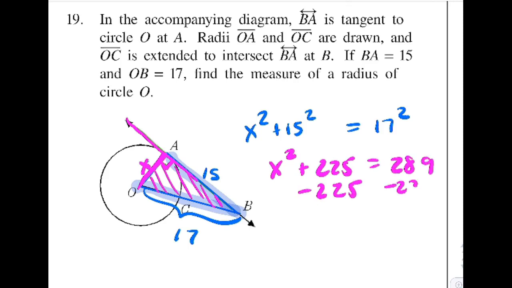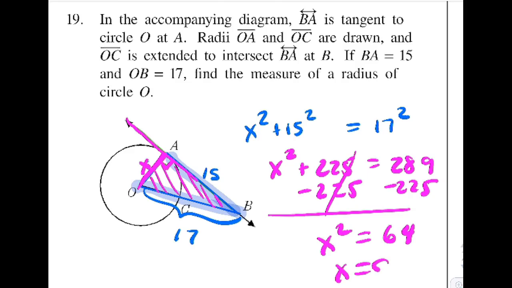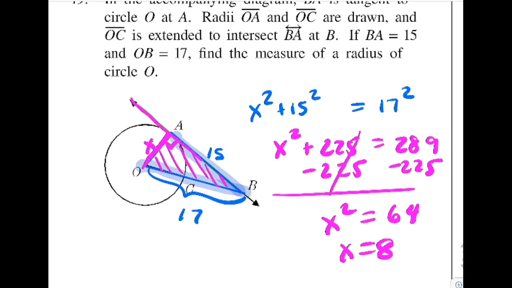Take away 225 from both sides. And the answer would be 8. The key there is that a radius and a tangent meet at 90, and you use the Pythagorean theorem.